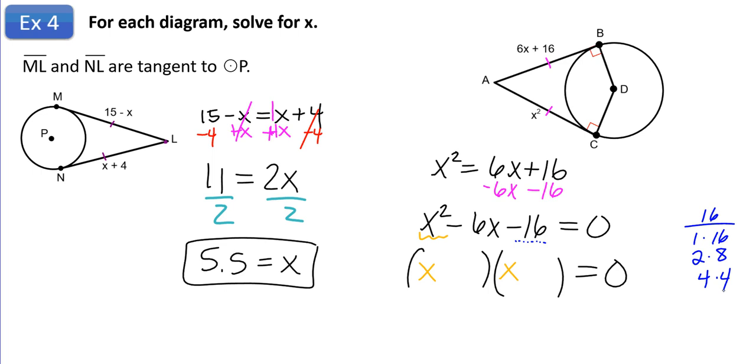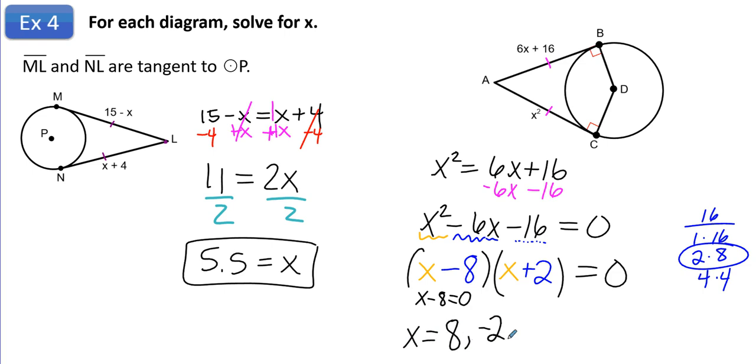We have to consider our middle term of negative 6x. So I'm going to choose this combo. To get a negative 6, I need the 8 to be negative and the 2 to be positive. So there are two factors, x minus 8 and x plus 2. And remember, to get the solutions, we set each of those factors equal to 0. So our solutions are 8 and negative 2.